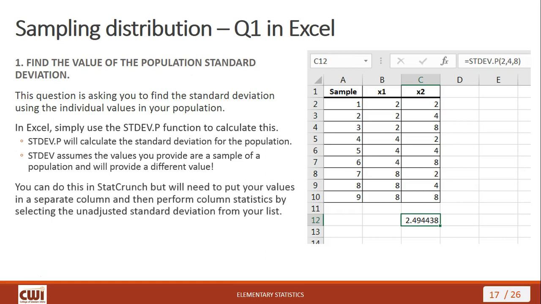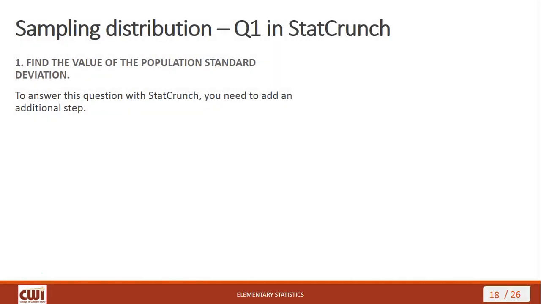Now you can do the same thing in StatCrunch, but you end up having to put your values in a separate column and then perform column statistics by selecting the unadjusted standard deviation from your list. Let's take a look at how that's done. So we have to add this additional step when we're doing the same sort of problem in StatCrunch.